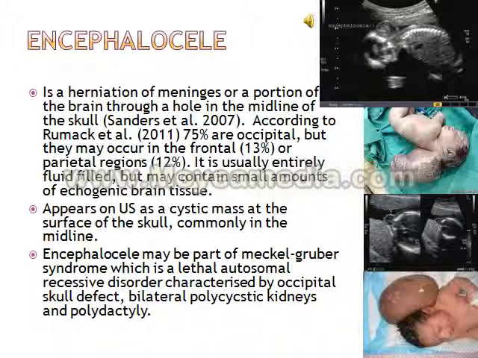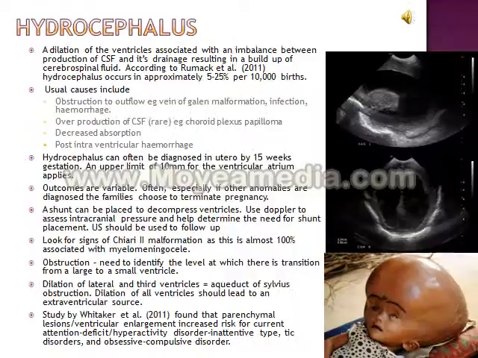Encephalocele may be part of Meckel-Gruber syndrome, which is a lethal autosomal recessive disorder characterized by occipital skull defect, bilateral polycystic kidneys, and polydactyly. Hydrocephalus is a dilation of the ventricles associated with an imbalance between production of cerebrospinal fluid and its drainage, resulting in a build-up of cerebrospinal fluid.